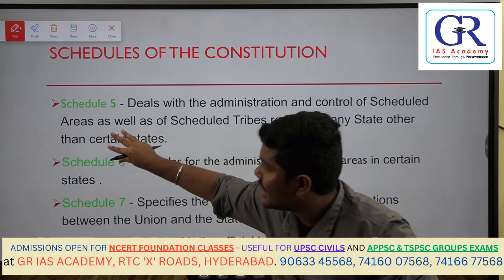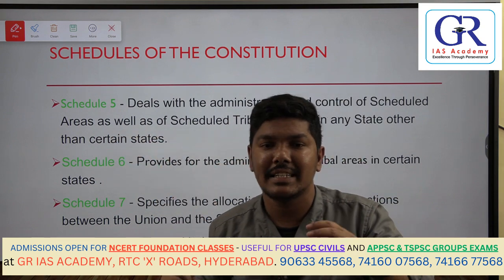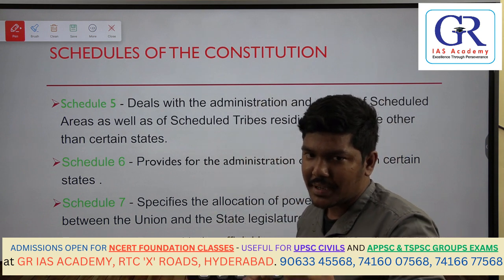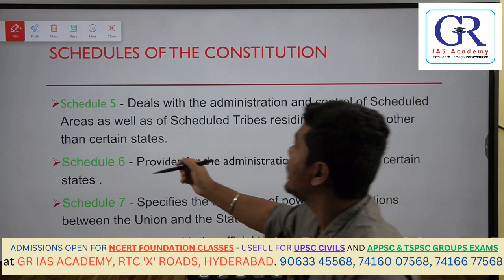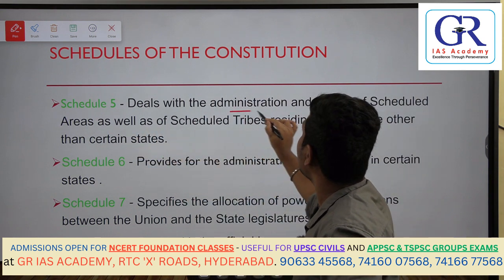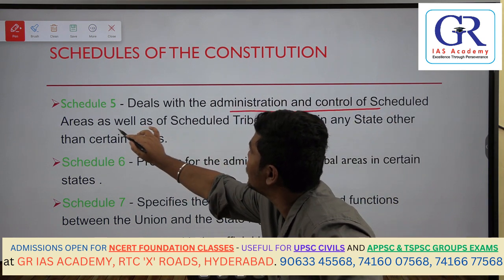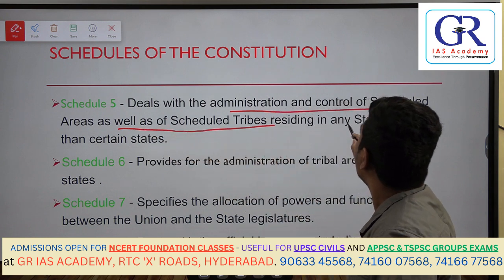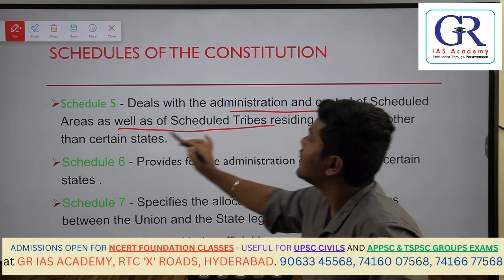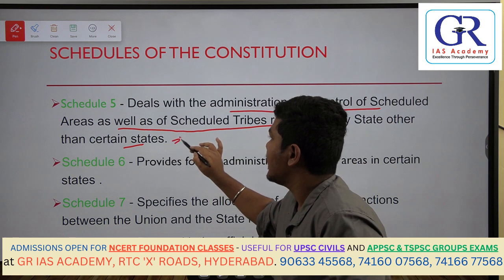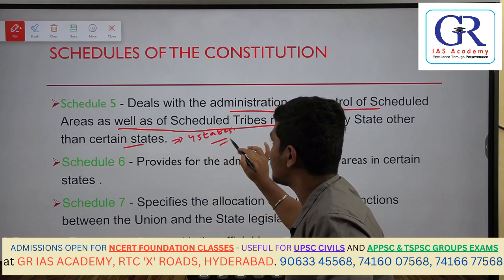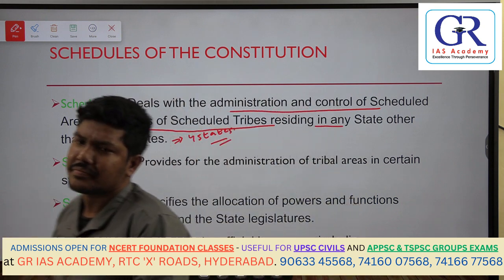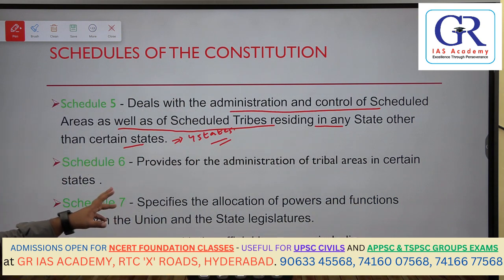So the main objective of schedule 5 and 6 incorporation is to protect the interests of scheduled castes and scheduled tribes. If you read the same thing, it deals with the administration and control of scheduled areas as well as scheduled tribes residing in any state other than certain states. That means there is an exception of 4 states. What are all those 4 states? We will discuss soon. My intention is not to burden you with every detail now itself.